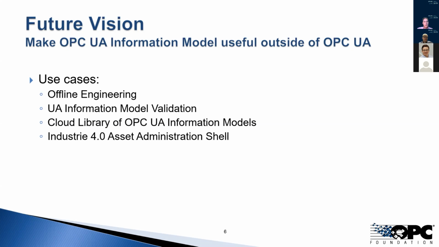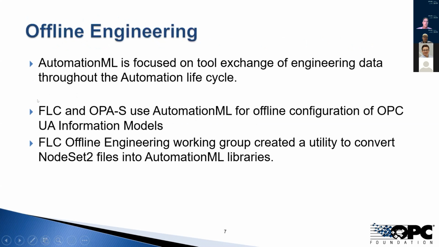And so there are 4 particular use cases that I'll go through and talk about how we're using the UA information model outside of OPC UA. So the first example is the case for offline engineering. In a complex plant, a lot of design work happens before anyone has bought physical hardware, PLCs, controllers, MES systems, and the like. And so there is no software to run an OPC UA server or client to render an OPC UA information model. And yet there's a need to do design work around those information models.